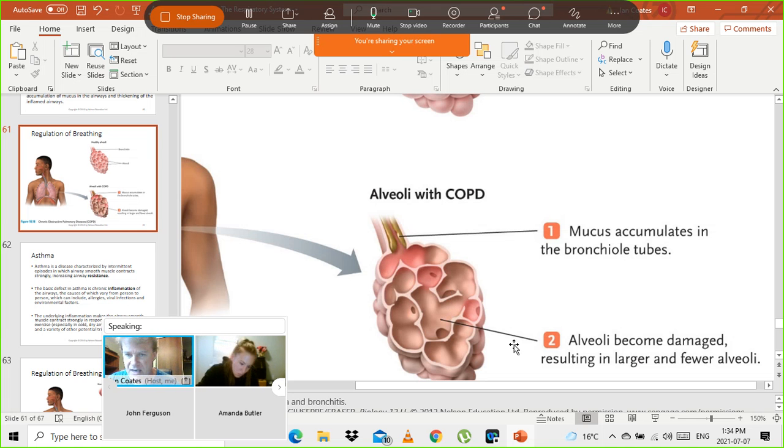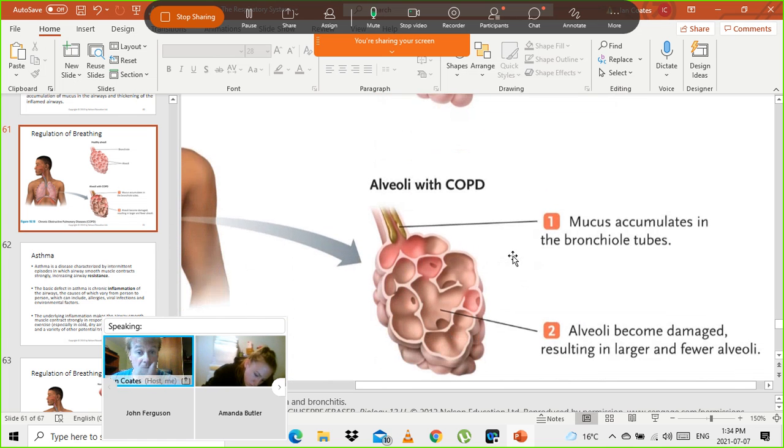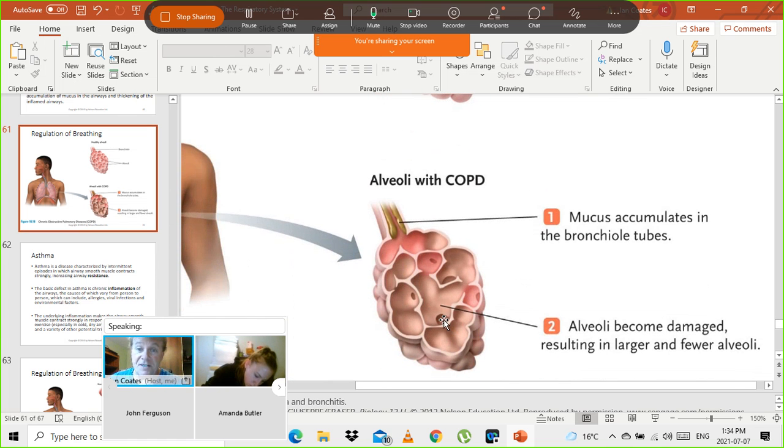And you'll see here the alveoli become damaged, resulting in larger and fewer alveoli. So you see these little grapes here? Well, now some of the alveoli are damaged, so they're bigger, and they're less effective. So they have to breathe in more. So that's COPD in a nutshell.